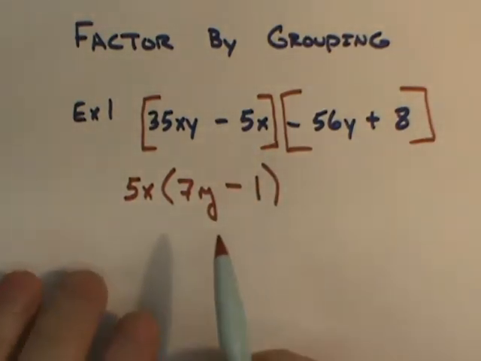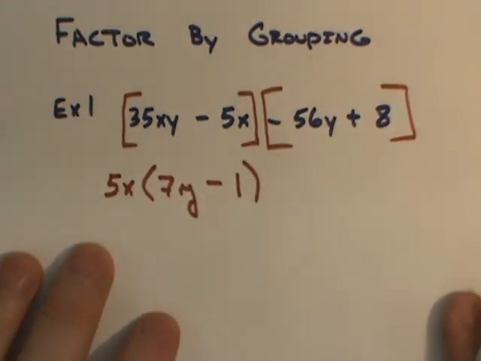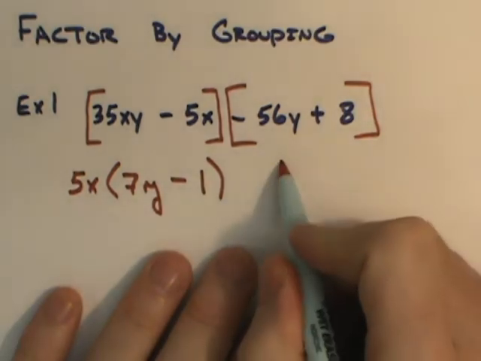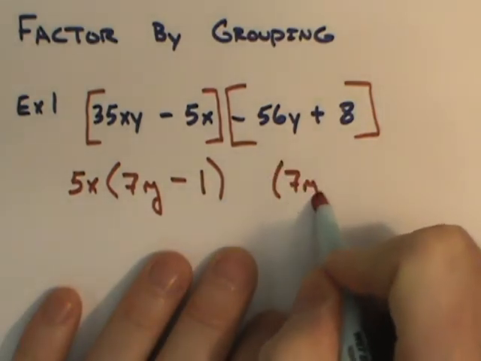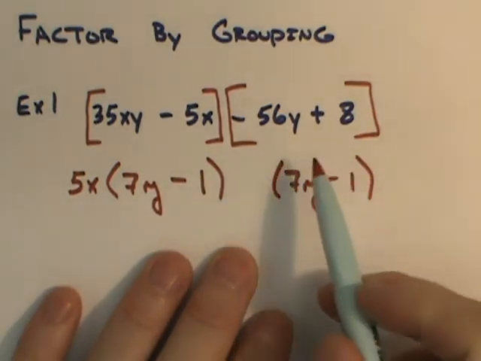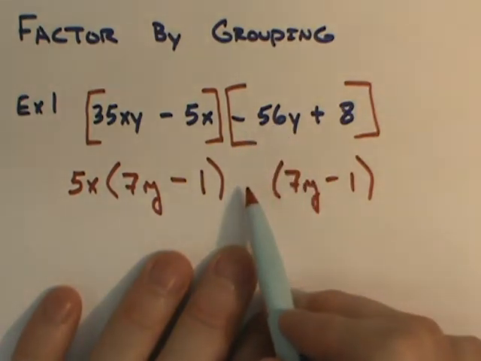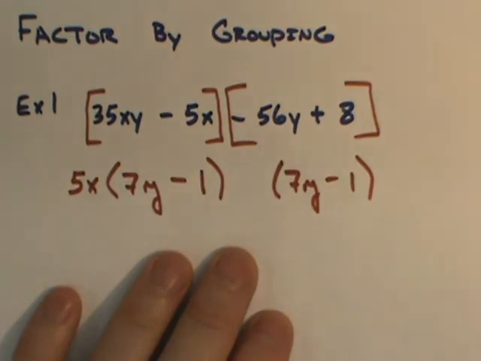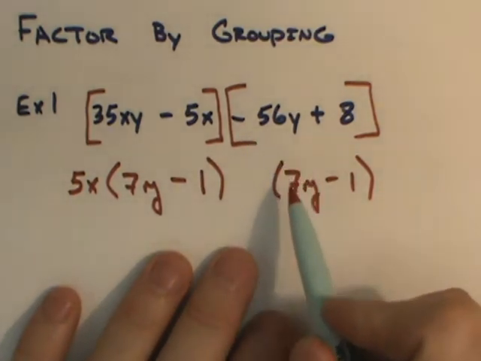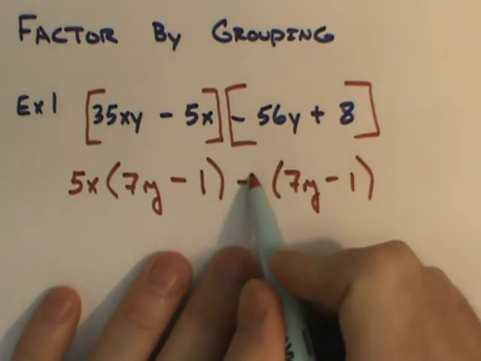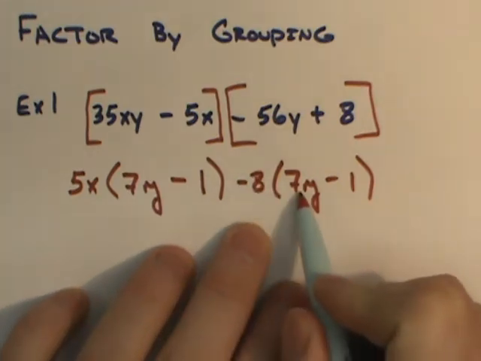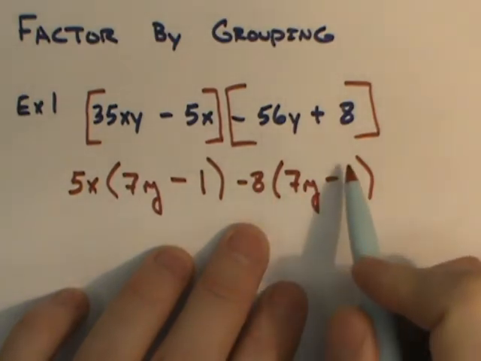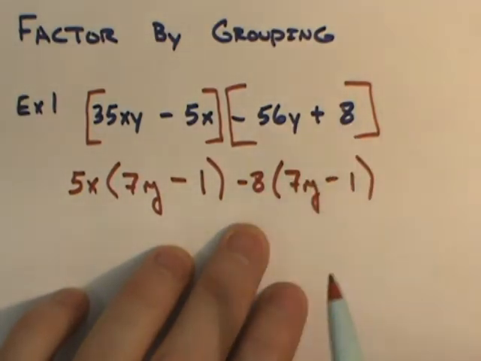Now, once I reach this stage, what I want to do is pretty much get the same set of parentheses on this other side. So if I write 7y minus 1 here, I simply have to figure out what would be the value in front of that so that when I distribute, I can create the negative 56y plus 8. And so as I think about that, I can say negative 8. Negative 8 times 7 is negative 56y. Negative 8 times negative 1 is positive 8.